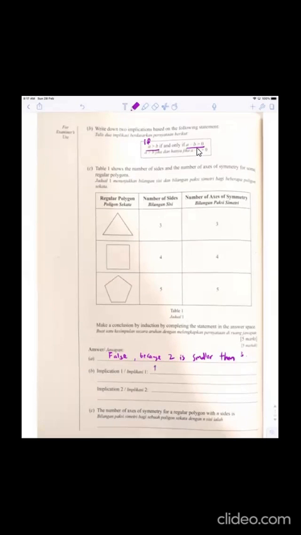Okay, let me write down for you. If A greater than B, then A minus B greater than 0. Then this one I just put the other way. If A minus B greater than 0, then A greater than B. That's it. It's very easy.